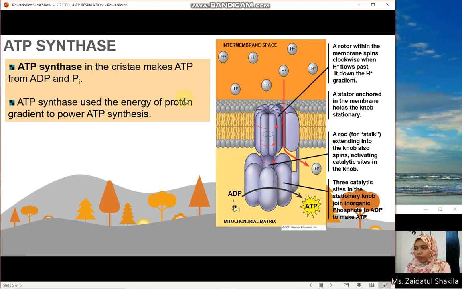So this is a diagram of ATP synthase. It is embedded in the inner mitochondrial membrane, which is the cristae, that makes ATP from ADP plus inorganic phosphate. ATP synthase uses the energy of the proton gradient, which is the proton motive force, to power ATP synthesis. So ATP synthase is actually a rotor that spins when it receives energy from the diffusion of hydrogen ions from the intermembrane space into the mitochondrial matrix. The diagram of ATP synthase you don't need to remember, it's just information for you.